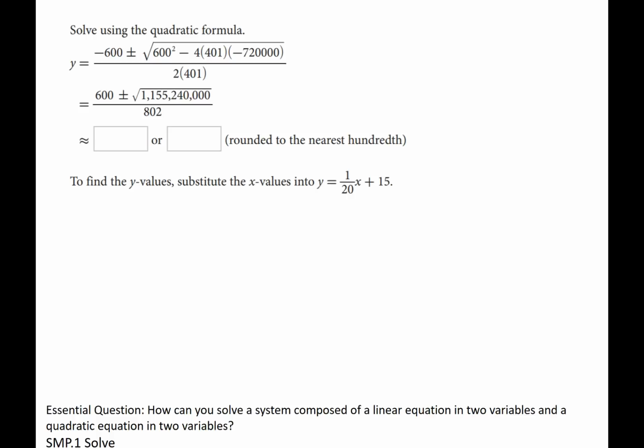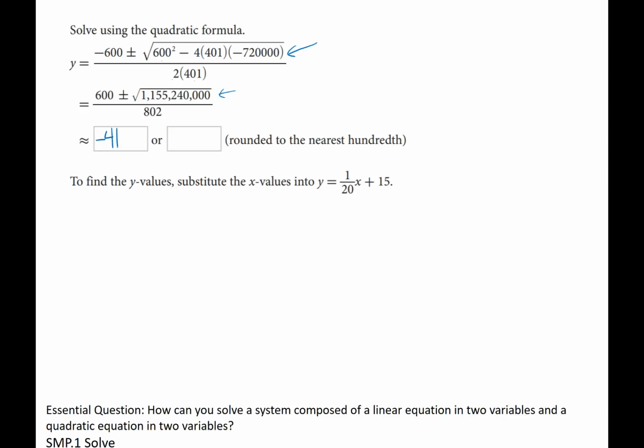You're going to use your calculator to help you out. Our B value was 600, so negative 600 plus or minus 600 squared minus 4 times the A, which was 401, times the C, which is negative 720,000, all over 2 times the A value, which was 401. Put that in your calculator and do all the arithmetic, and you get 1,155,240,000. Then put it into your calculator again. Hopefully you'll take the time to do that, maybe pause the video, and see if you get the same numbers I do.